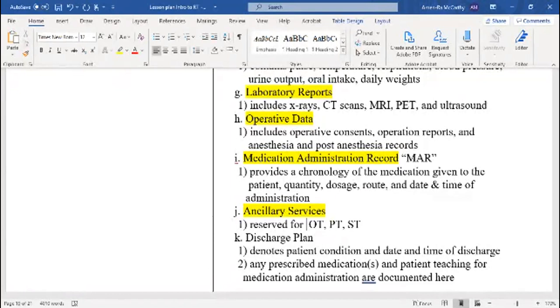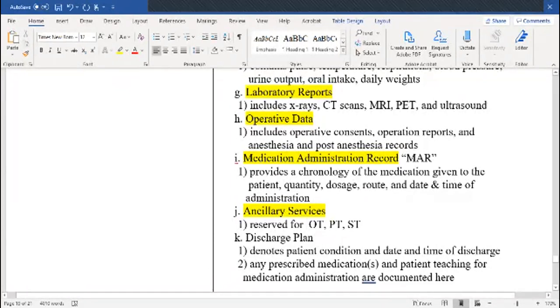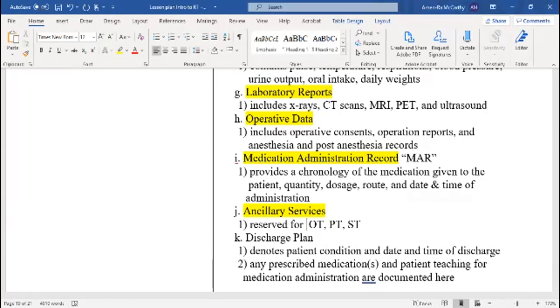So ancillary would be occupational therapists, speech therapists, and physical therapy. That's ancillary, okay? Those are any kind of reports that they have. Mr. Johnson was able to take 20 steps today, right? That's good progress. That's wonderful. I'm not knocking the other professions.